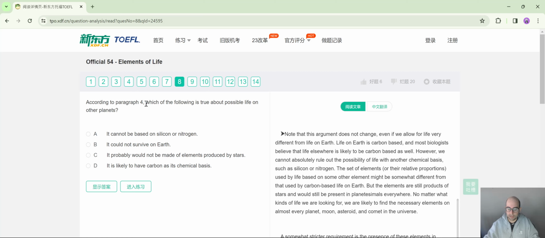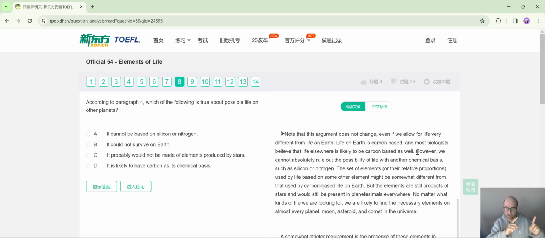All right, so here is a detailed factual question. Which of the following is true? What do we know about possible life on other planets? And if you don't find possible life, maybe they might paraphrase it. So, "note that this argument does not change even if we allow for life very different from life on Earth." Life on Earth is carbon-based. They said other planets, keep that in mind, not Earth. "Most biologists believe that life elsewhere" - be careful here, guys, they're paraphrasing. They're using elsewhere as a pronoun referring to other planets, "is likely to be carbon-based as well." As well means too, also.